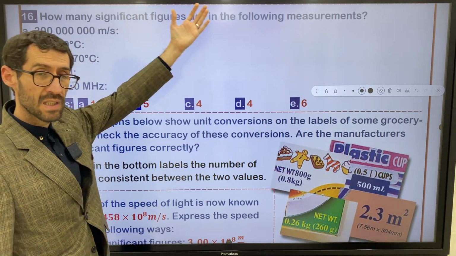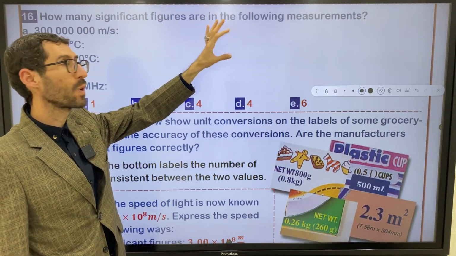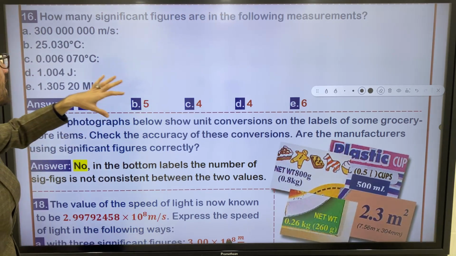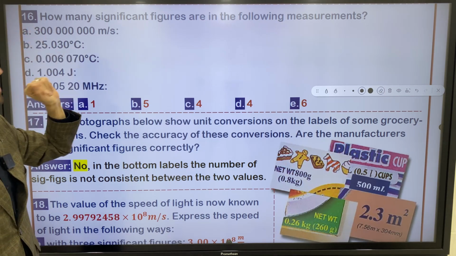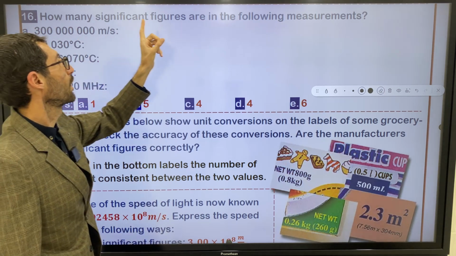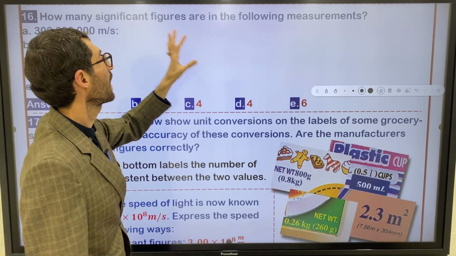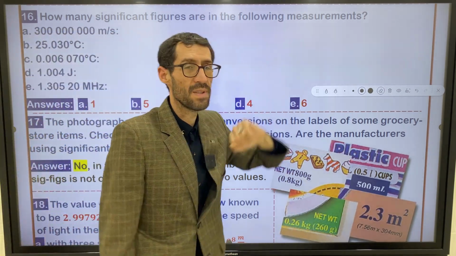Actually, we solved 15 questions. Right now, we want to solve question number 16. Pay attention to question number 16. So what's the question? How many significant figures, sigfigs, if you remember, are there in the following measurements?